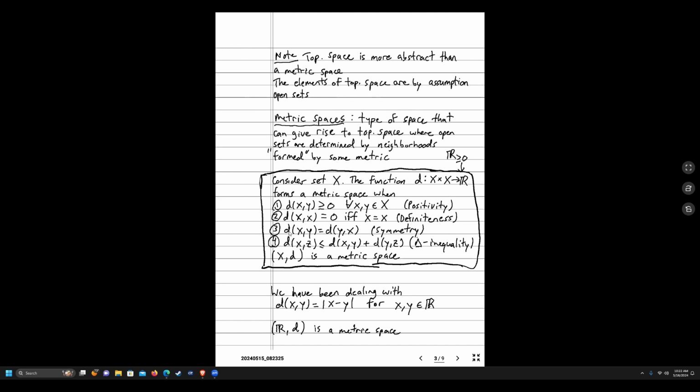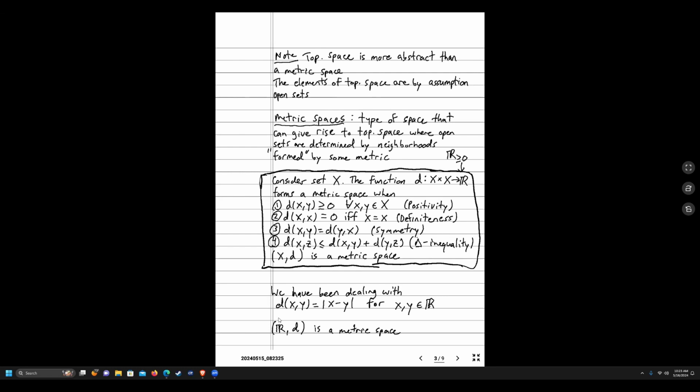We'd also want symmetry: the distance from x to y should be equal to the distance from y to x. And then here is the triangle inequality. If you have 3 points, x, y, and z, and you take the distance between x and z, that should be less than or equal to the distance from x to y plus the distance from y to z. As long as it has these things, then (X, d) forms a metric space.